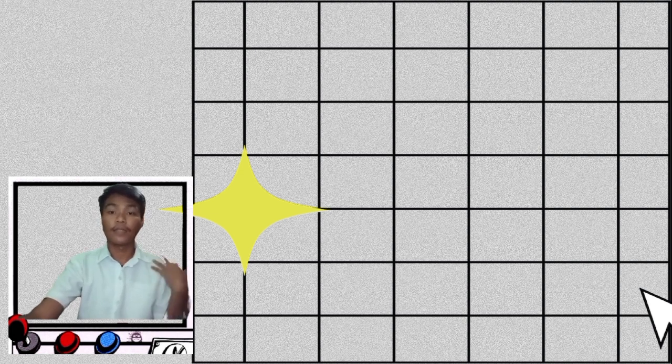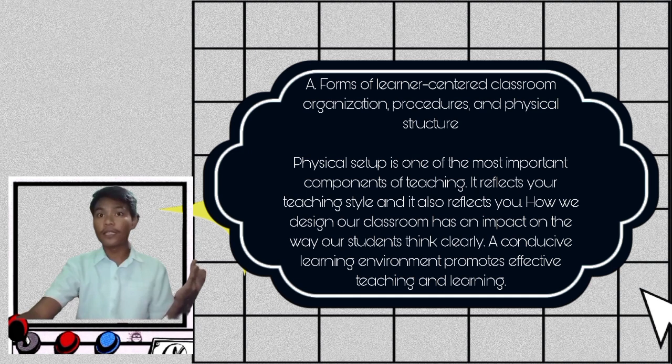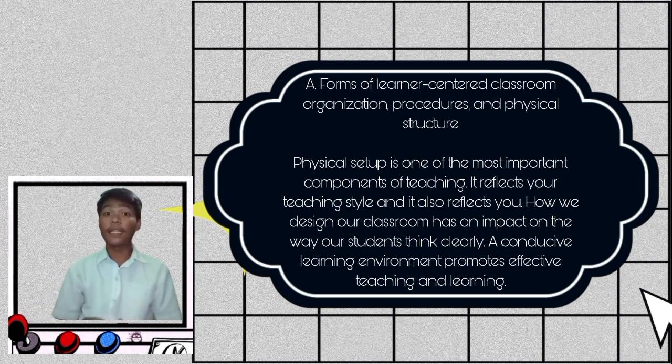So let's begin with forms of learner-centered classroom organization, procedures, and physical structure. Physical setup is one of the most important components of teaching. It reflects your teaching style, and it also reflects you. How we design our classroom has an impact on the way our students think clearly. A conducive learning environment promotes effective teaching and learning.